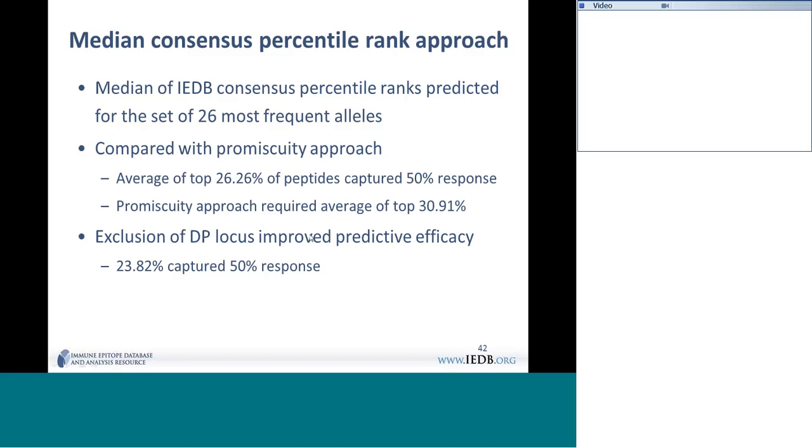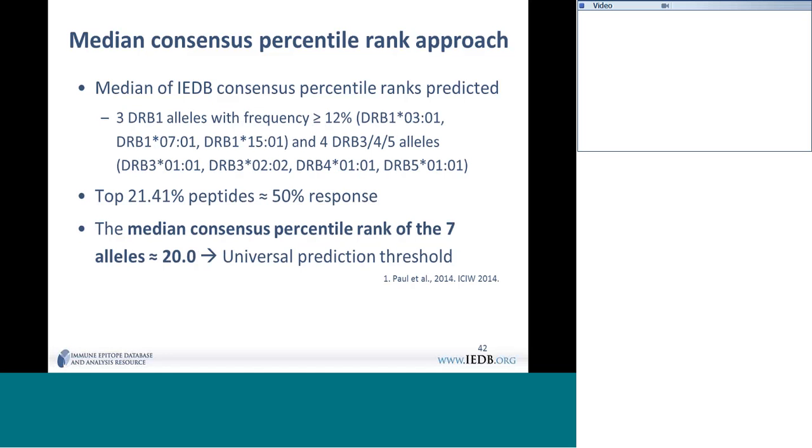And we tried different combinations of loci, and we found that if we exclude the DP locus, it could slightly improve. So it needed around 24% of peptides to capture 50% of the immune response. So this is not the binding affinity, but the immune response.